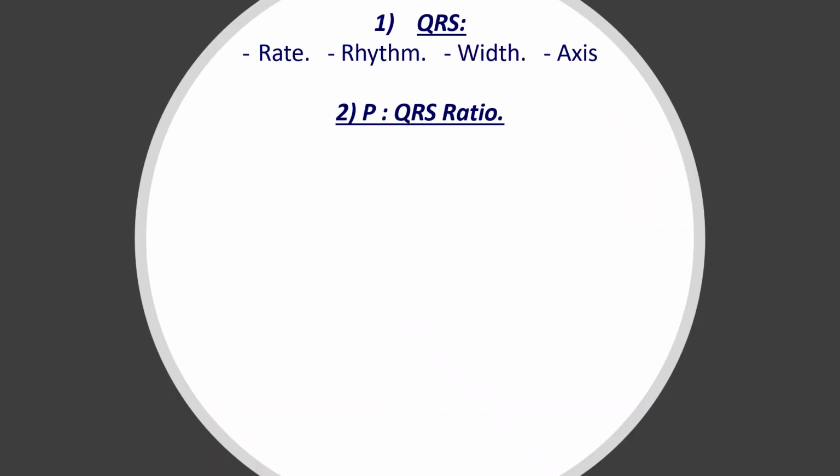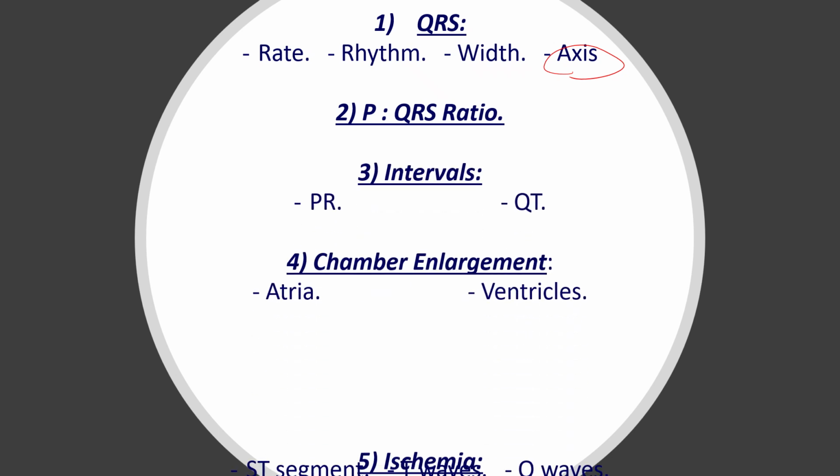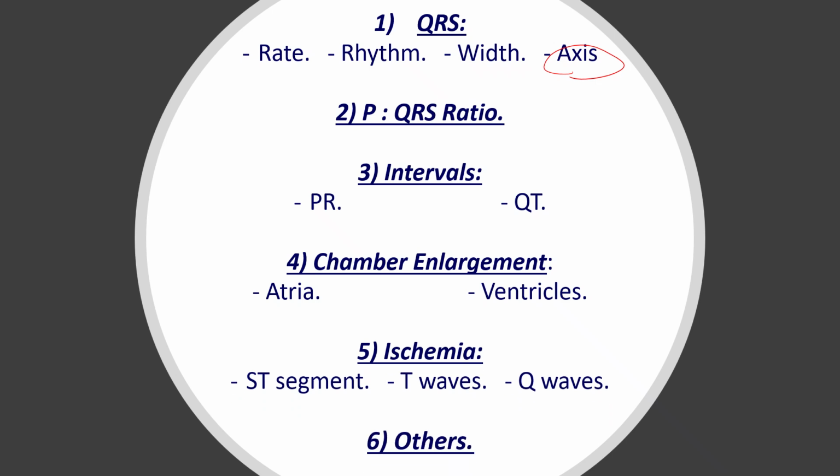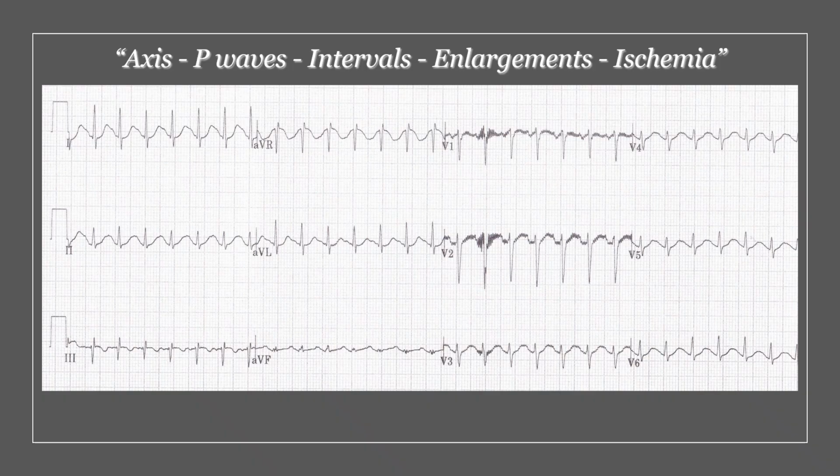So what we've covered so far was the QRS rate, rhythm, width. We haven't talked about the axis yet, and we've talked about the P wave and its relation to the complexes. Next, we've got the intervals to cover. We've got the chamber enlargements, ischemia, and others. Back to our ECG, and let's talk about the axis.